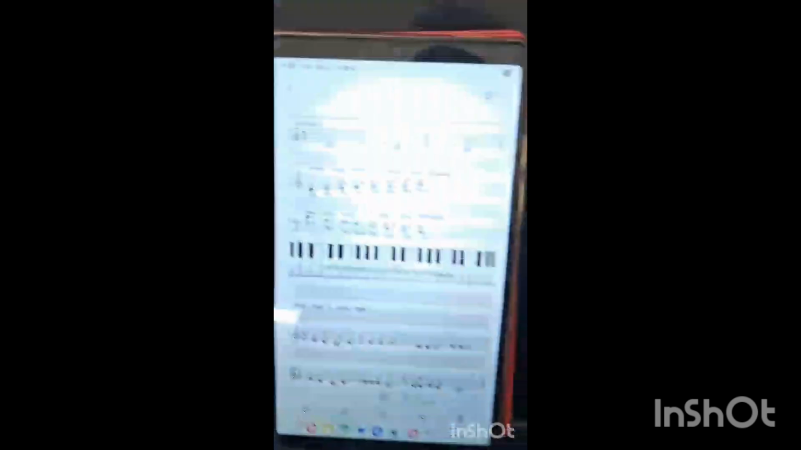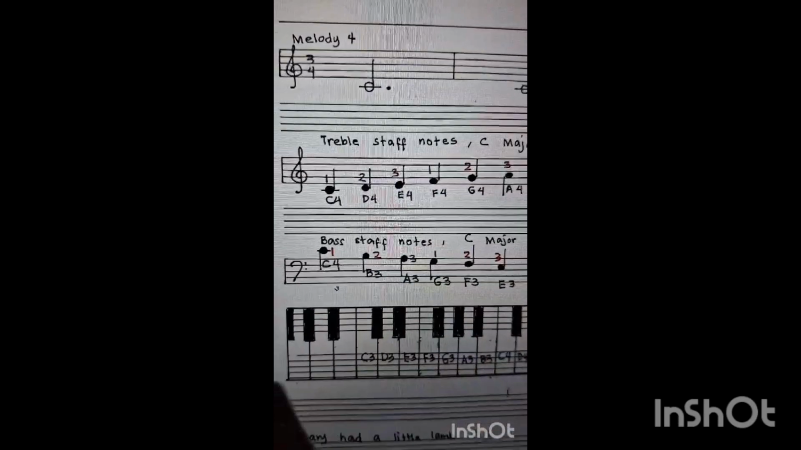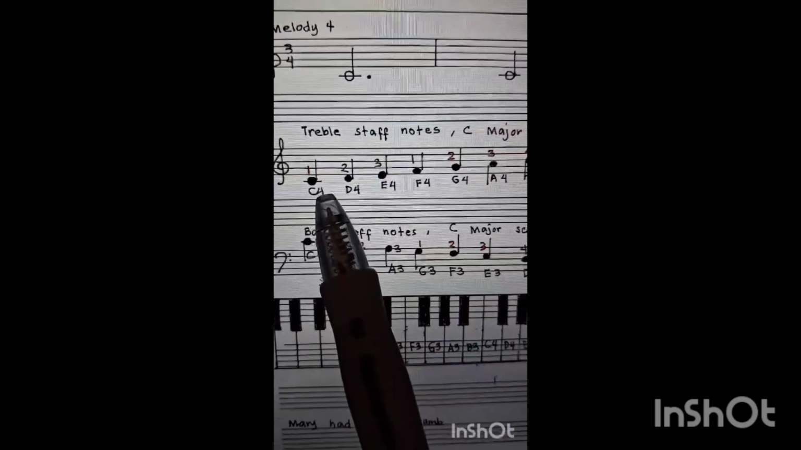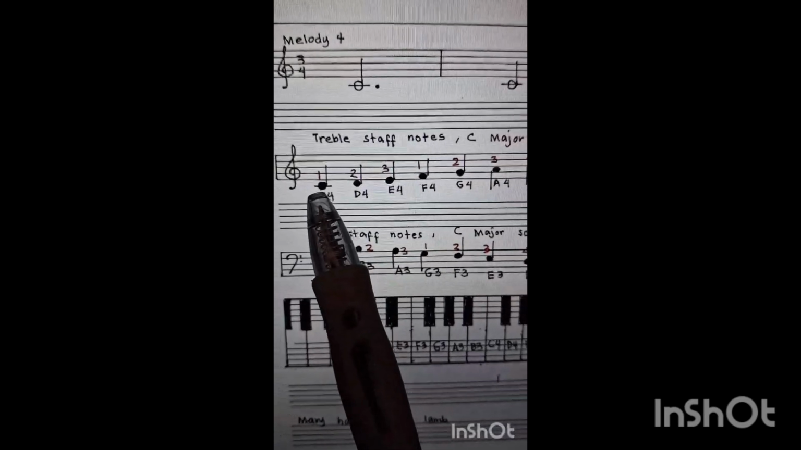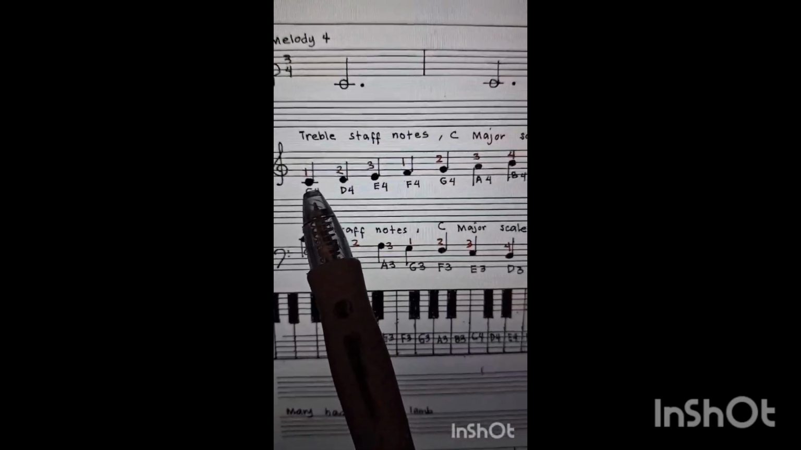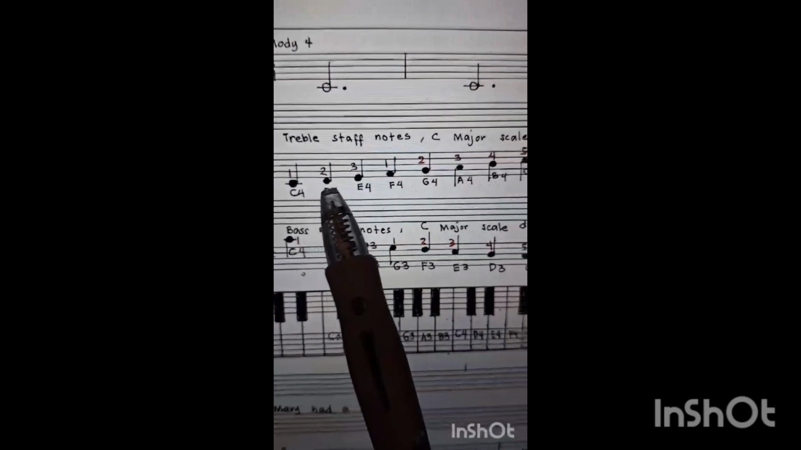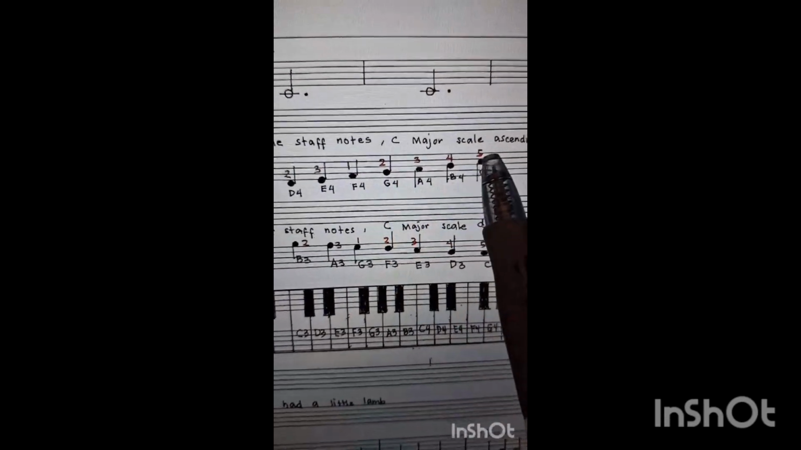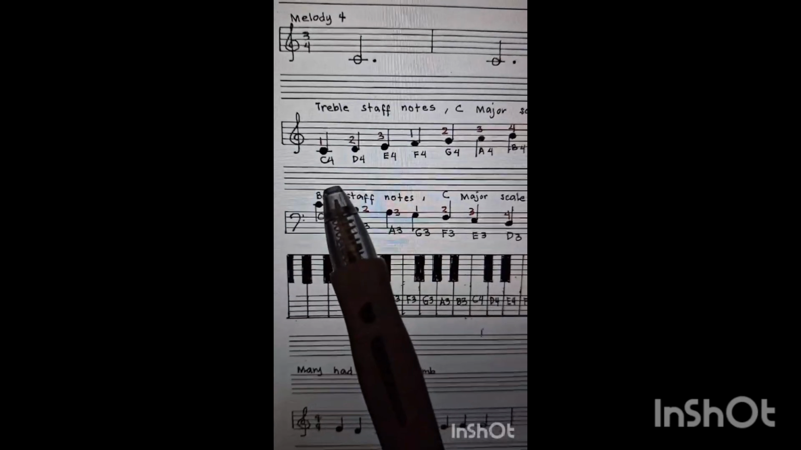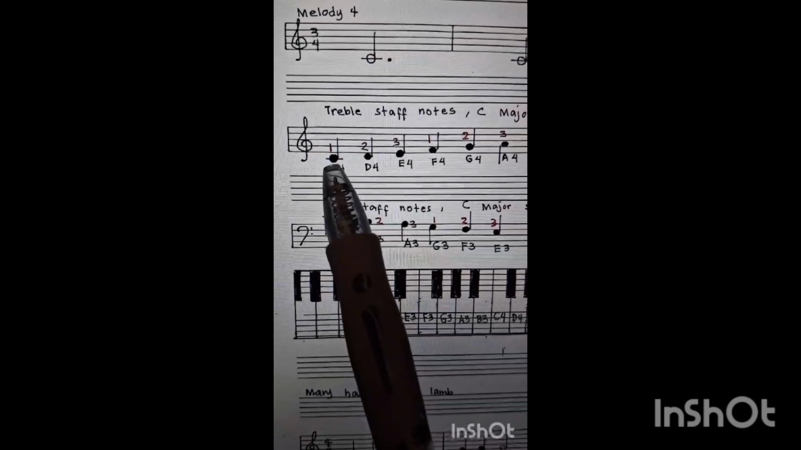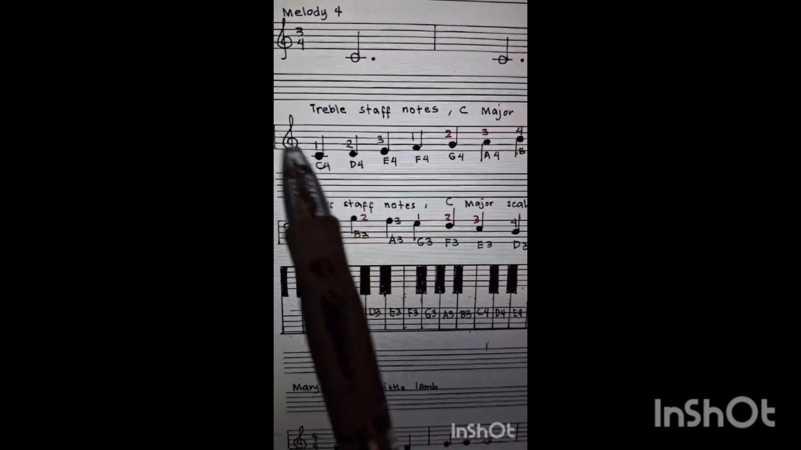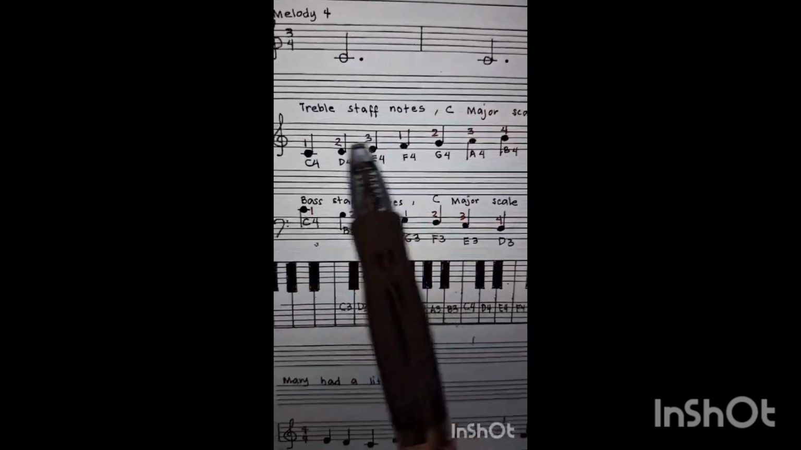So let me teach you how to read notes from the music sheet. Okay. So if you know how to read middle C on the treble staff, you will know how to read all the other notes on the treble staff. So this is middle C, and it's on the first additional line below the treble staff. This is the treble staff.